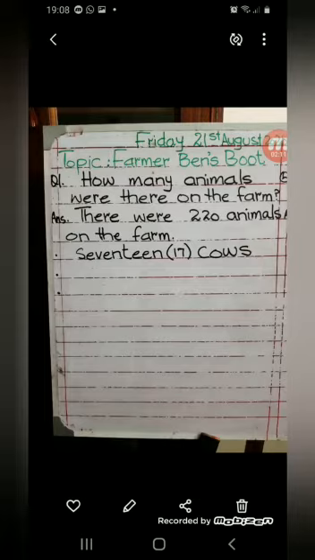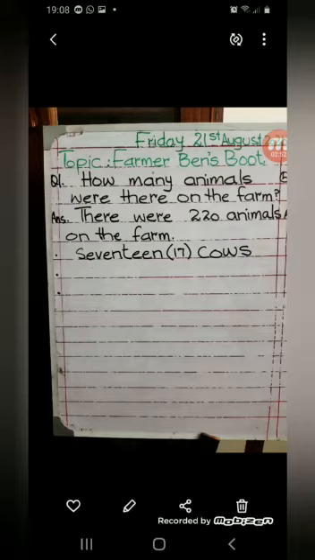First, before starting any work in your notebook, just check where you have to write the day and date. The top line is the red line and you have to write down the day of today, that is Friday, the date of today, that is 21st August. Now, after the red line, which is called the top line, there is a broad line, and after that broad line, 4 lines will start. In 4 lines, you will write down the topic. Topic is Farmer Ben's boot.